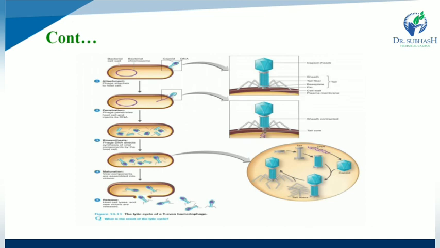In the first figure, the bacterial cell wall is present, and inside it the bacterial chromosome is present. First step is attachment. In attachment, the bacteriophage attaches to the host cell. The capsid and DNA are present.